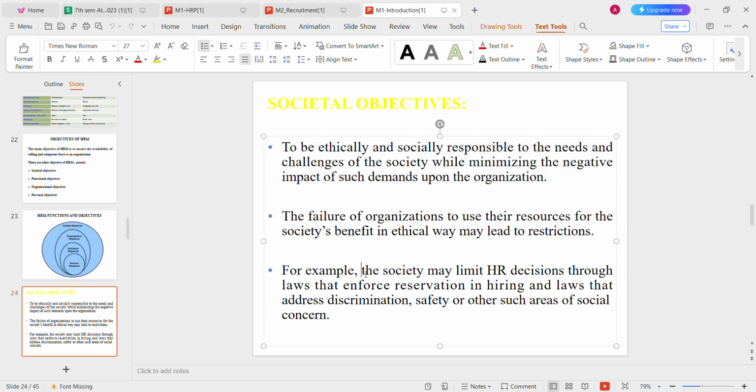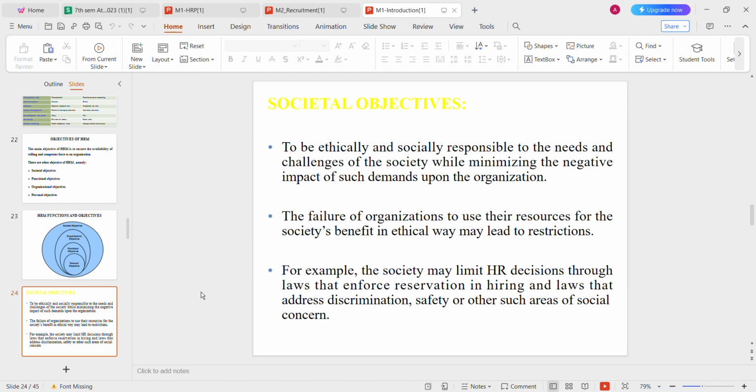They need to follow all the organization cultures. For example, the society may limit the HR decisions through laws that enforce reservations in hiring and laws that address discrimination. Basically, in the childhood days, there was discrimination on caste. But when you are an employee, when you go to any job, there is no discrimination between your caste, male, or gender. All are given equal opportunities. Basically, it is a social work that you need to work.